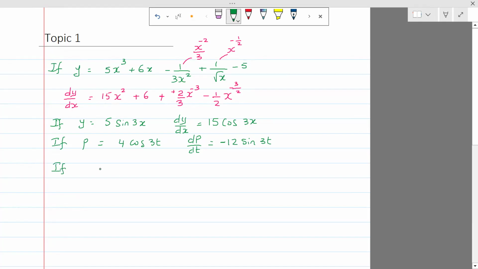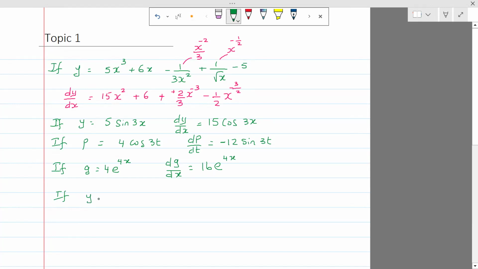Another example, if g equals 4e power 4x, what is dg by dx? So again, you take the 4 here, you bring it, 16e power 4x.